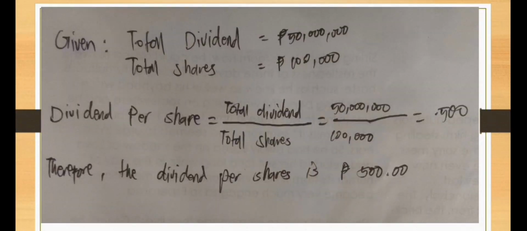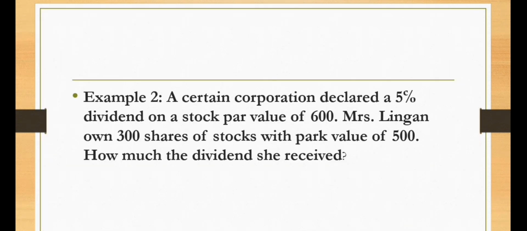So please look at the solution carefully and understand the process. Okay, I hope you learned from this example. So now let us proceed to the next example. Example number 2. A certain corporation declared a 5% dividend on a stock par value of 600. Mrs. Lingan owned 300 shares of stocks. How much is the dividend she received?